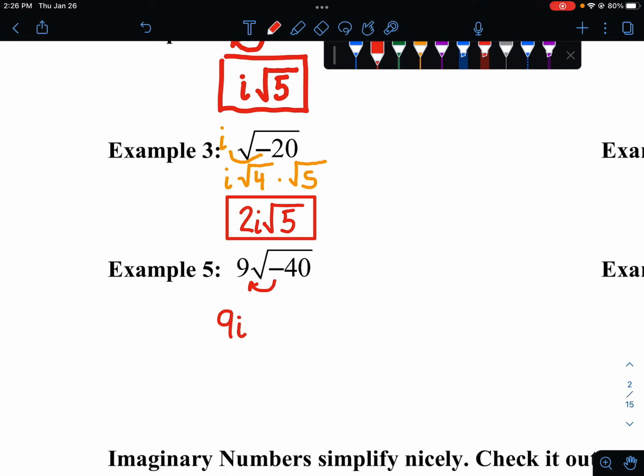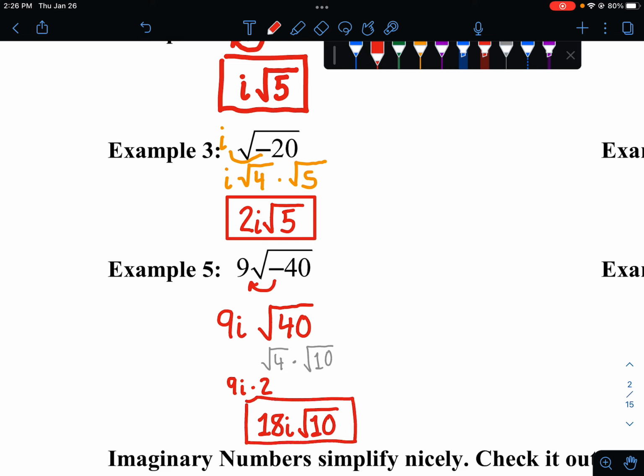This next one, I'm going to get that i out, so I have 9i root 40, but I'm not done. Once again, I've got to look for those perfect square factors, and I go through my list. I know that I'm not going through the process I normally go through, but the same ideas are there. I had 9i. I'm going to multiply it by that square root of 4, which is 2, so that will give me 18i, and then we just have the root 10 left over, and that is simplified. So bottom line, we don't want to do anything until we get that negative out, that i out.